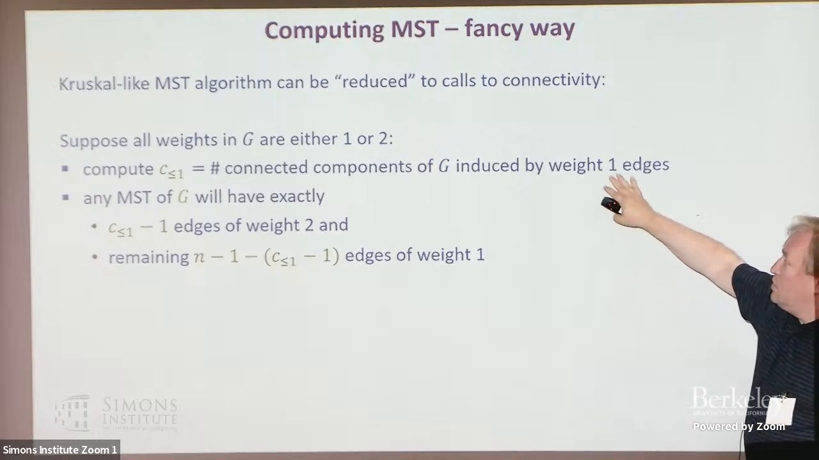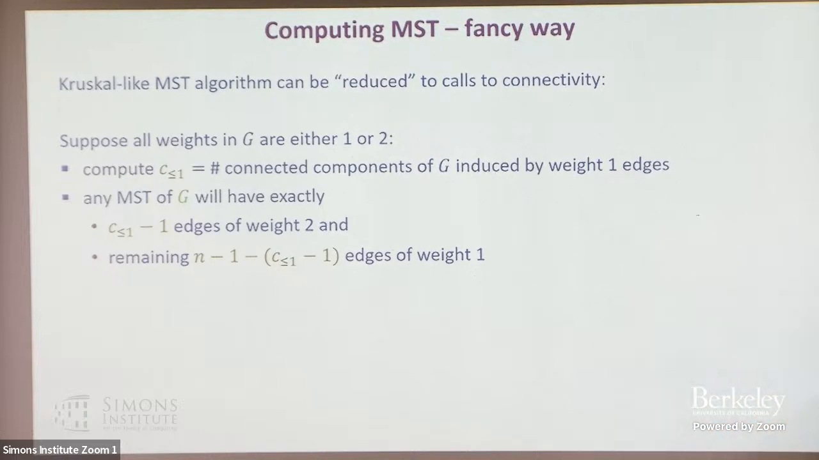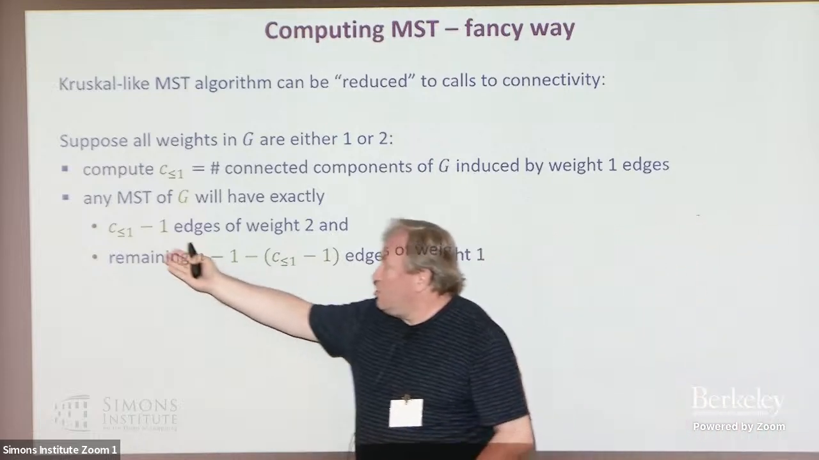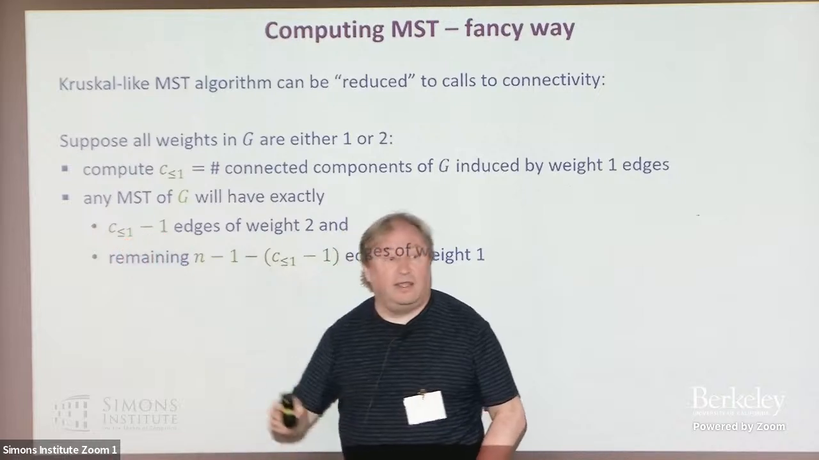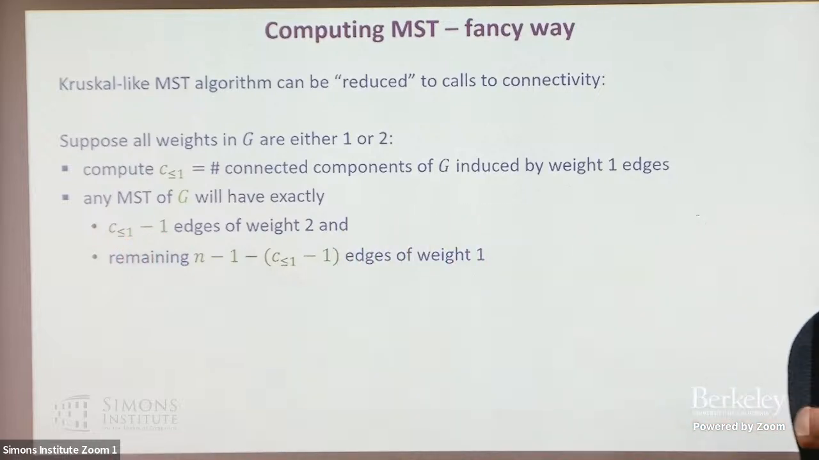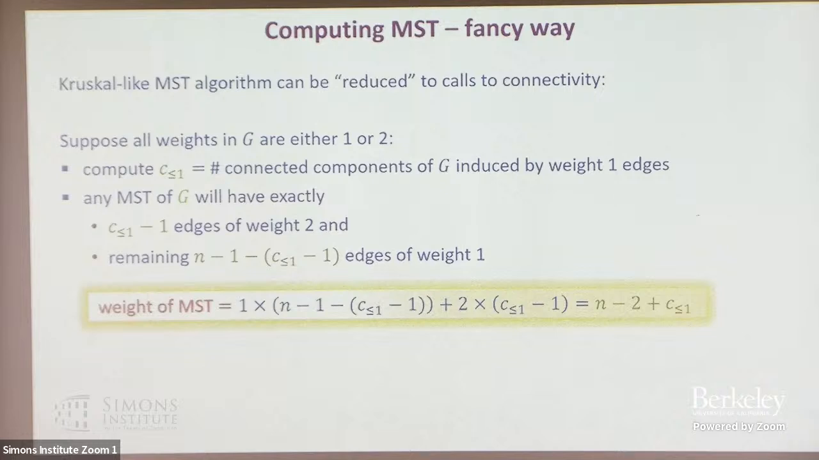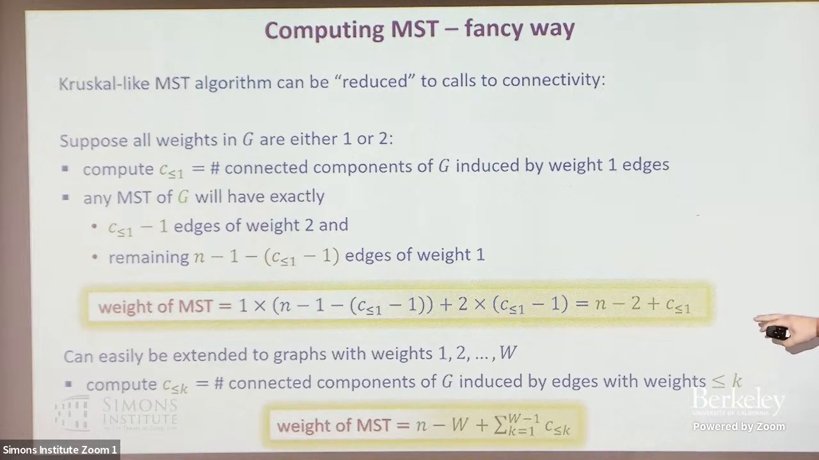If you know how many connected components are in the graph induced by weight 1, then you can tell the cost of the MST. You know that exactly this number minus 1 edges will have weight 2, connecting these connected components of weight 1. So this gives you a very nice formula for the cost of the MST, and you can easily extend it to the arbitrary case when the weights are all integers from 1 to W. Okay, so what can we do with that?